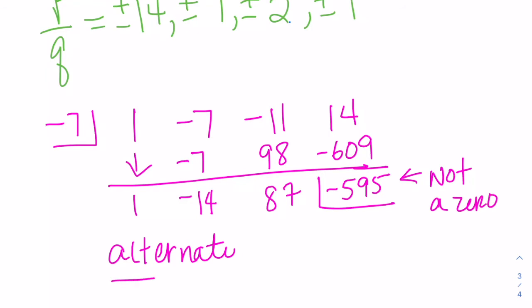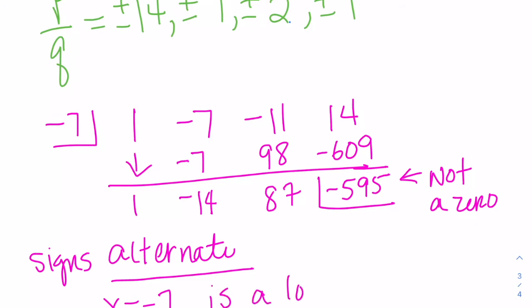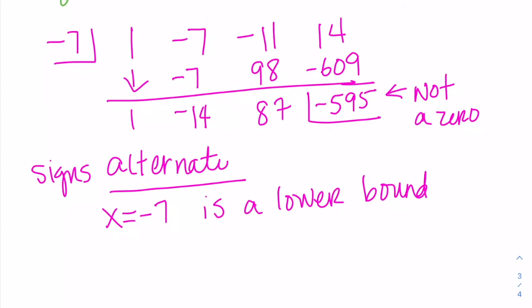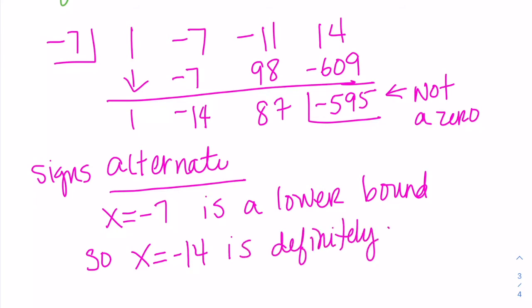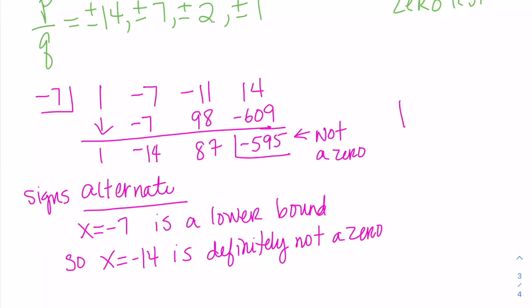But we can see that the signs alternate. And knowing that the signs alternate, we know that negative 7 is a lower bound. This helps us to identify that negative 14 will definitely not be a 0. So I can put x equals negative 14 is definitely not a 0 because negative 14 is less than negative 7. So this is the boundedness theorem we're using.